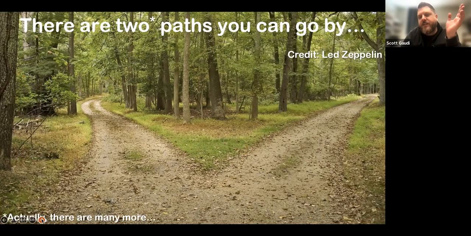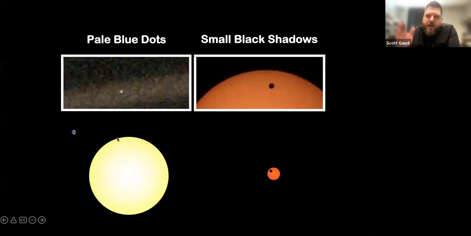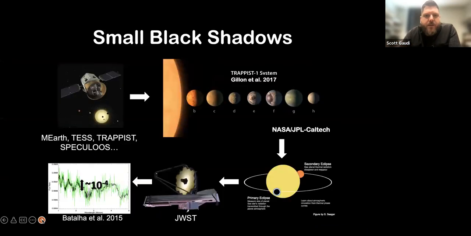That's obviously an oversimplification, and I'll mention some exceptions there as well. So I like to think of these two paths as pale blue dots, Earth-like planets around sun-like stars, and small black shadows. So for Earth-like planets around sun-like stars, it's direct detection and characterization. For temperate terrestrial planets around low mass stars, it's transit spectroscopy, transmission spectroscopy, to look for biosignatures and evidence of habitability.